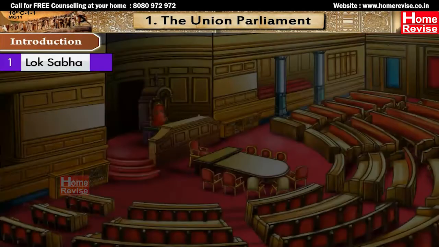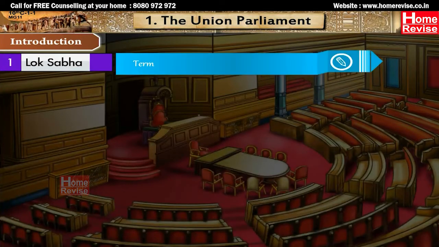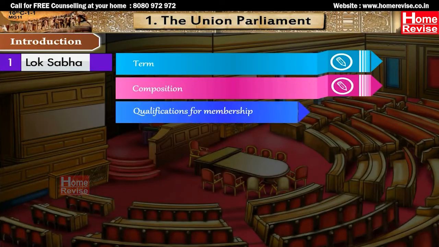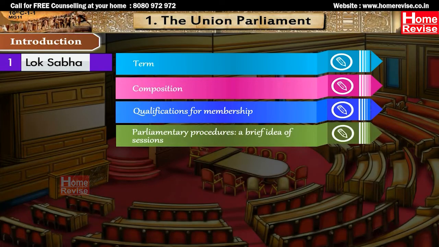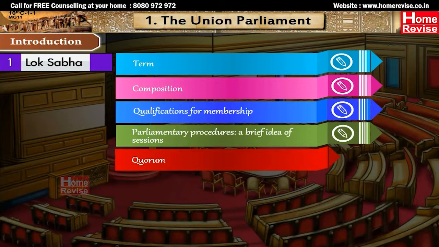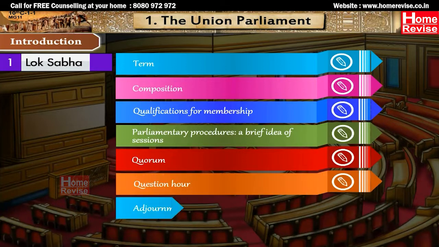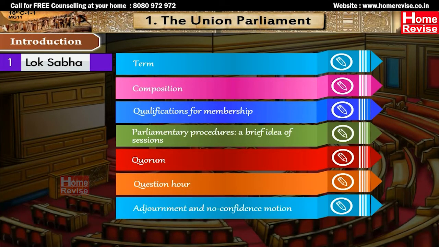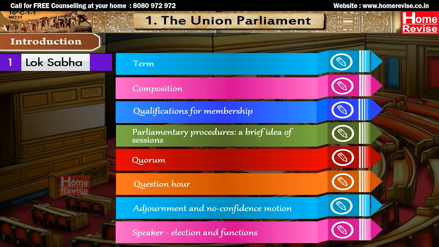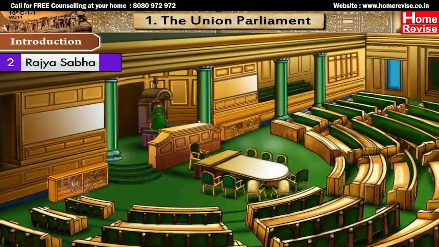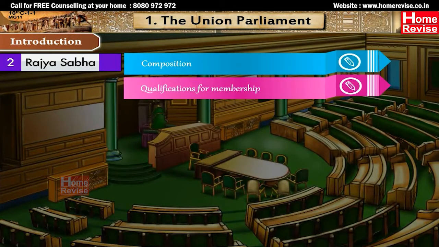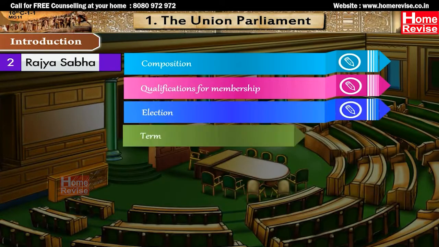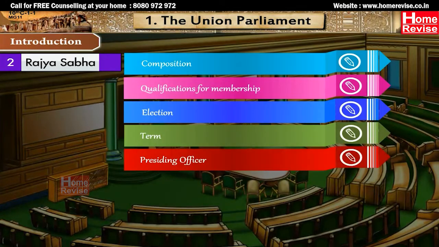First, Lok Sabha. Term, composition, qualifications for membership, parliamentary procedures, a brief idea of sessions, quorum, question hour, adjournment, and no confidence motion. Speaker, election, and functions. Second, Rajya Sabha. Composition, qualifications for membership, election, term, presiding officer.